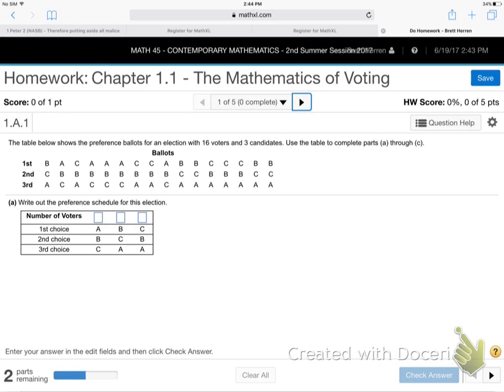So, all right, 16 voters, 3 candidates. These are called preference ballots. So the first idea we get is about voting and how it might be done, how we might use math to help the voting system.